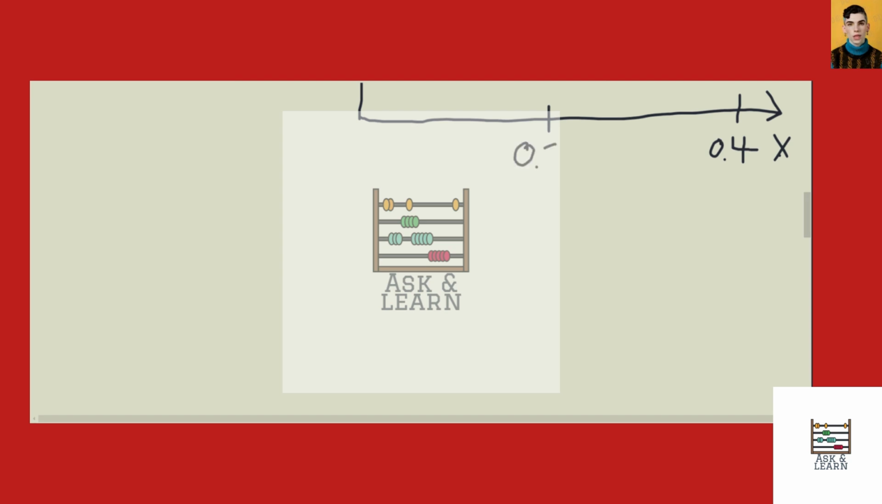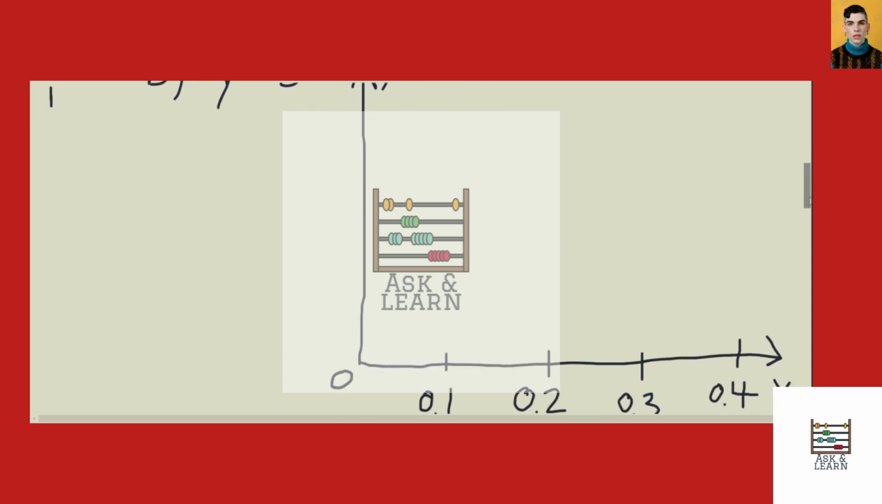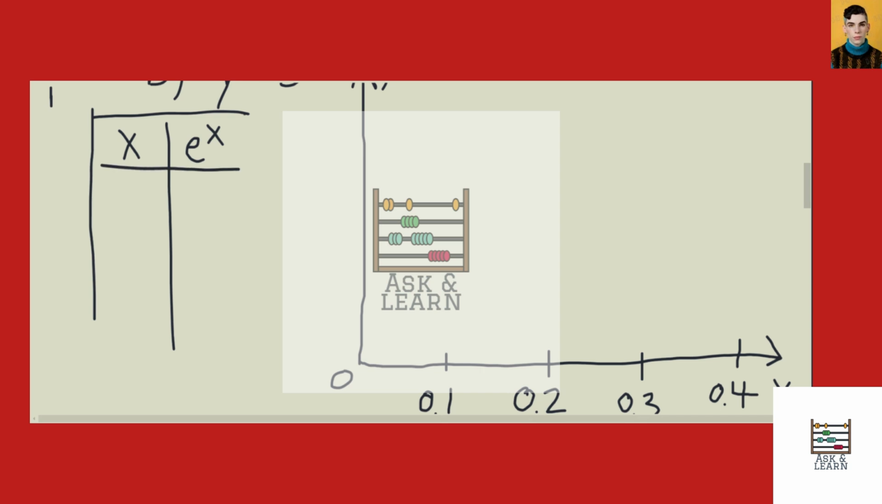So we also have 0.2 here, 0.3 here, 0.1 here. This is 0. In the y direction, you have that. Just draw this table of values here quickly.